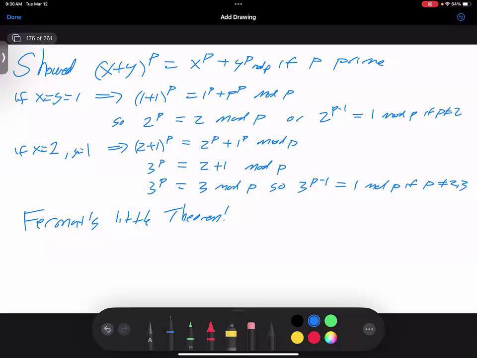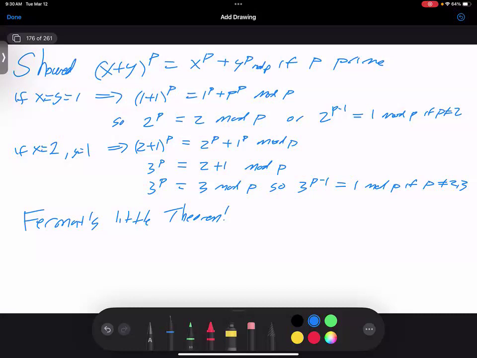How would you prove this formally? What would you use? Induction. This is screaming, please prove me by induction. I strongly urge you to try to prove this by induction. Take some prime and show that for all the numbers less than that number, we have Fermat's little theorem.